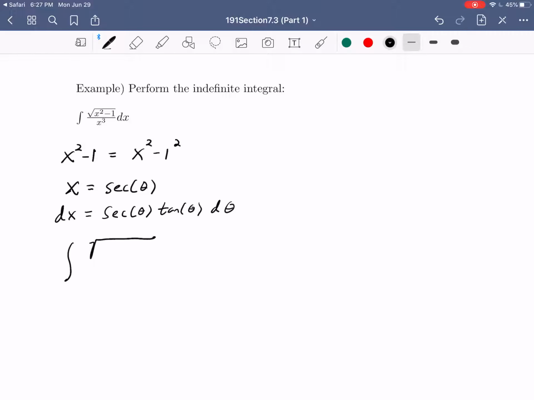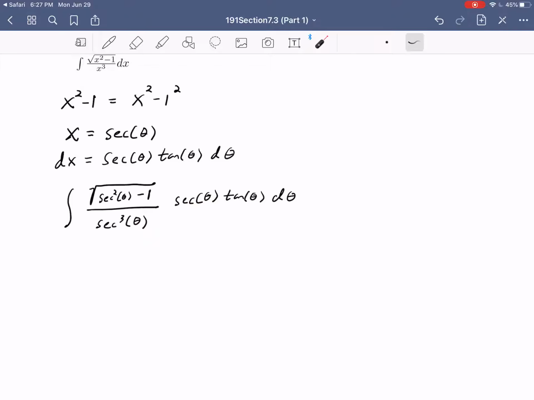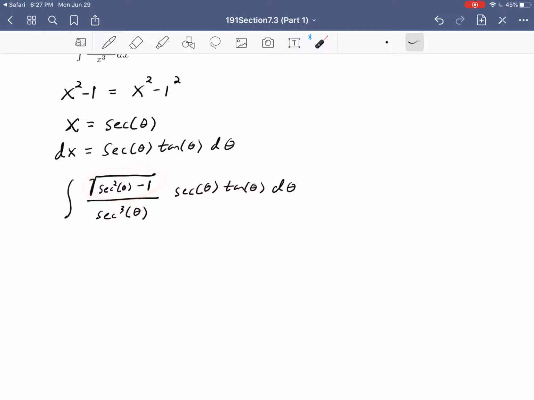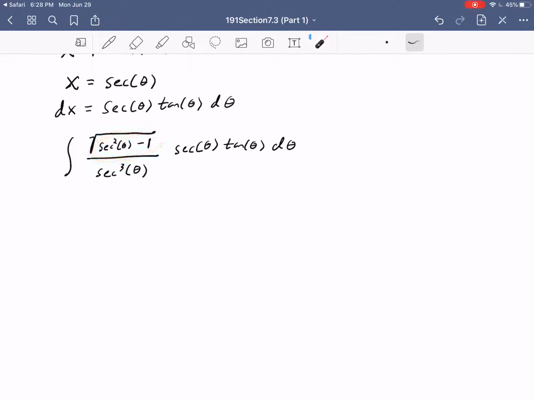So up top, we're going to have secant squared theta minus 1. Down below, we're going to have secant cubed because we're plugging in x equals secant theta. And instead of that dx, we're going to have secant theta tan theta d theta. Okay. Now, you can immediately start canceling if you want, but I always like to focus on why we're doing the substitution, which is to get that Pythagorean identity and to simplify the radical. So let's focus there before doing anything else.